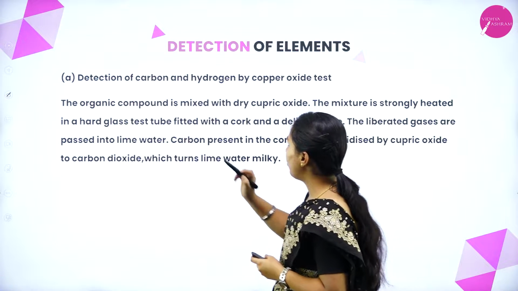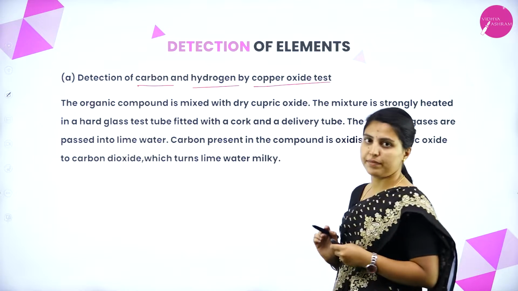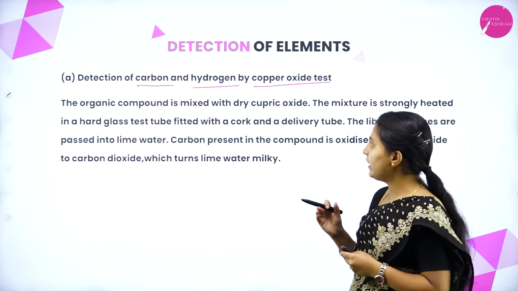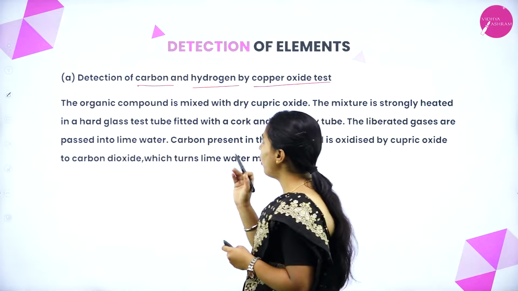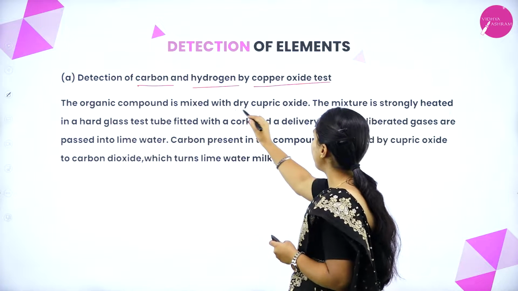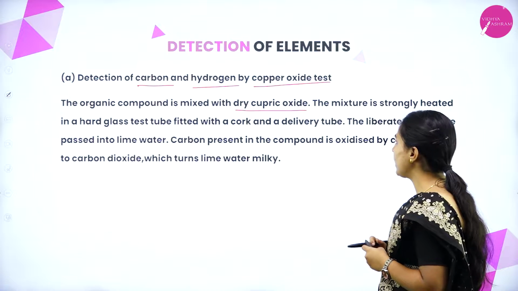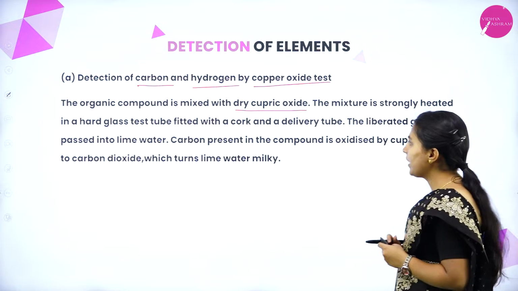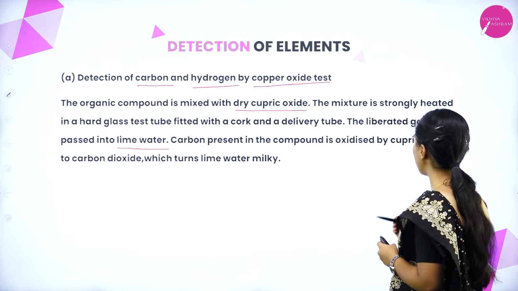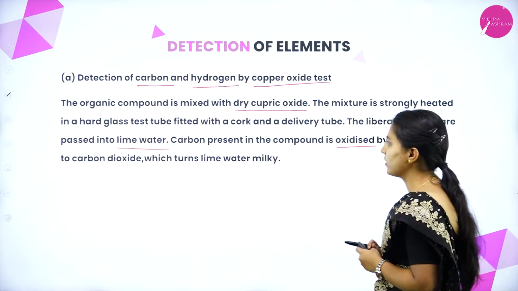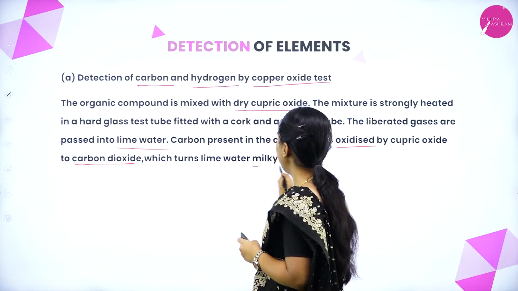First one, detection of carbon and hydrogen by the copper oxide test. By using copper oxide, we will detect whether carbon and hydrogen are present or not. The organic compound is mixed with dry cupric oxide. The mixture is strongly heated in a hard glass tube fitted with a cork and a delivery tube. The liberated gases are passed into lime water. Carbon present in the compound is oxidized by cupric oxide to carbon dioxide, which turns lime water milky.